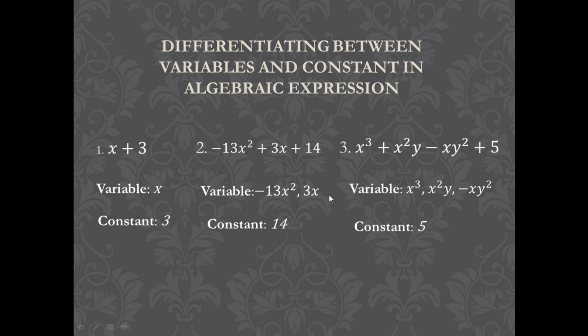So to sum up everything, as we observe, a variable is only the representation of an unknown, while a constant is already the value. It is the fixed value.